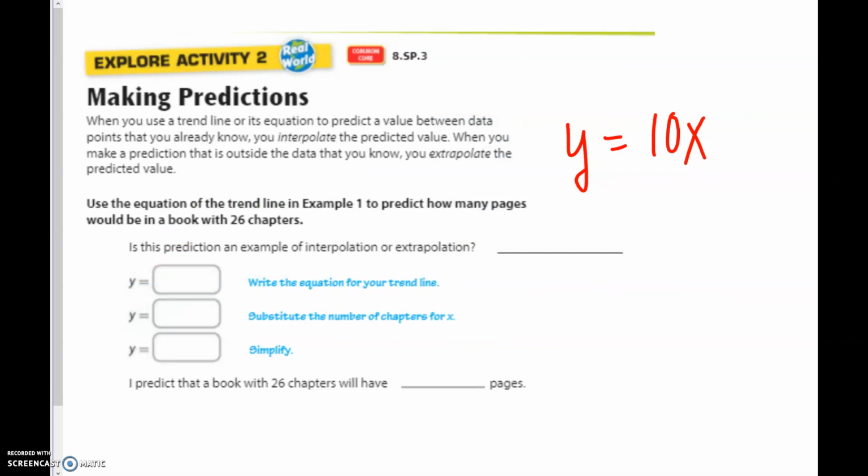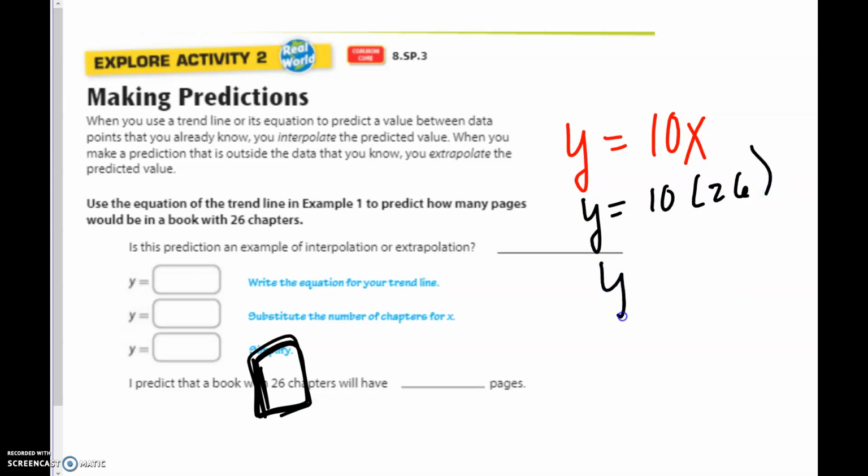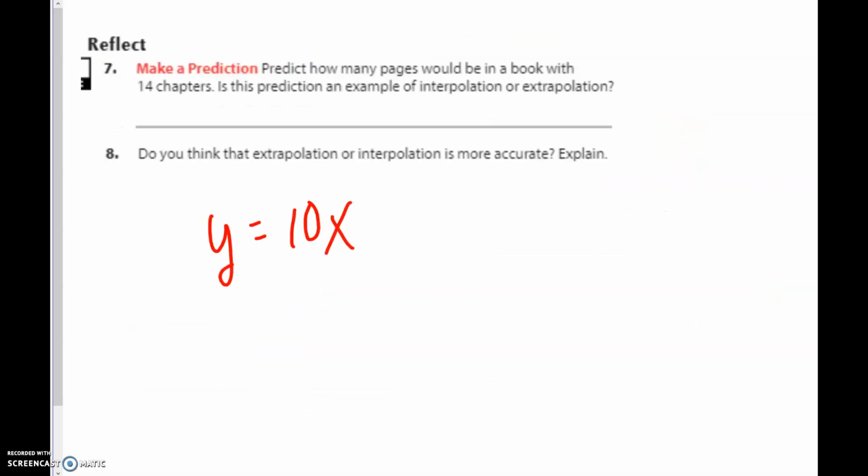All right, here's this one I was talking about, that they're going to use this equation y equals 10x, and they want you to predict what 26 chapter books will be. So we're going to just plug 26 in for x and do the math. So y equals 10 times 26. So y equals 260 pages. So once we have an equation, we can just plug that number in and solve.